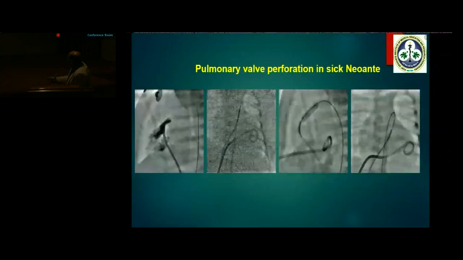So as you can see, this blind pouch states it's a pulmonary atresia, crossed with the CTO wire, balloon dilatation. You can see excellent antegrade flow in the last image.